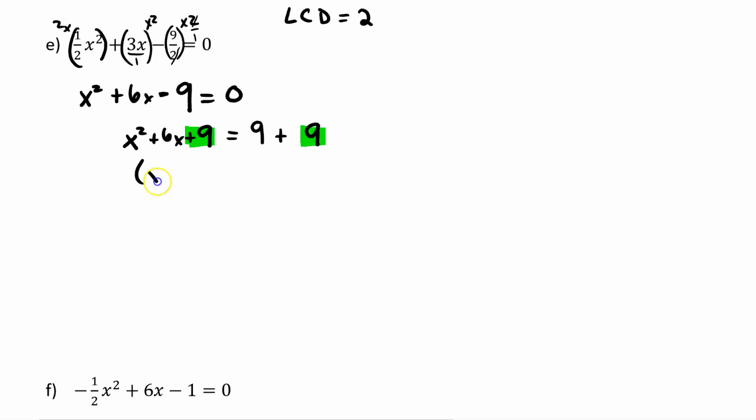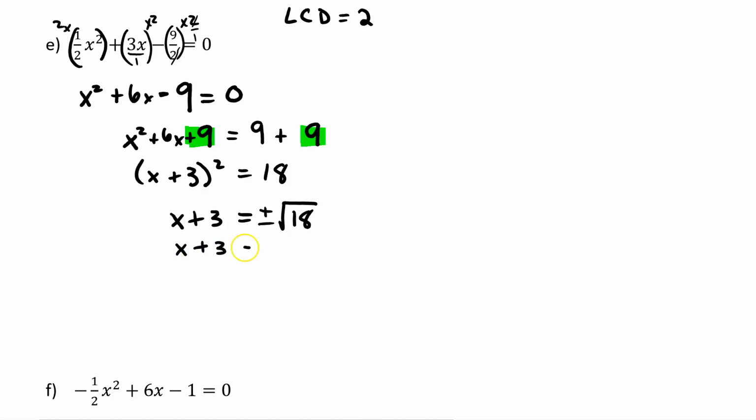So then this becomes x plus 3 squared equals 18. X plus 3 because we're taking the square root of both sides. Plus or minus the square root of 18. Now I'm going to take this a little step further because I know that you guys practice this. Plus or minus 3 root 2. And let me just do a little side work.